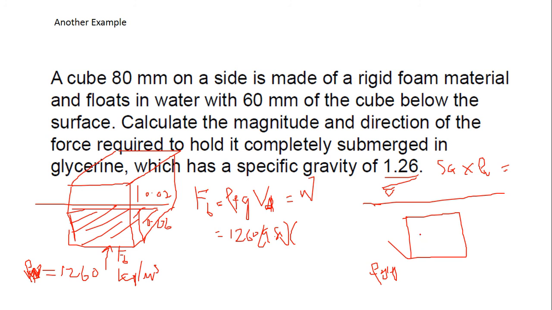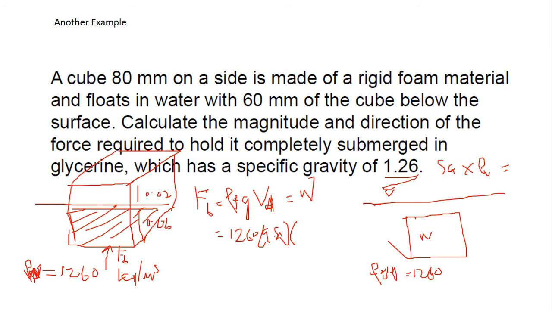So 1.26 times 1000 gives the density for glycerin. Alright, okay, 1260, settle. The formula is rho g V, so just multiply by 9.81.